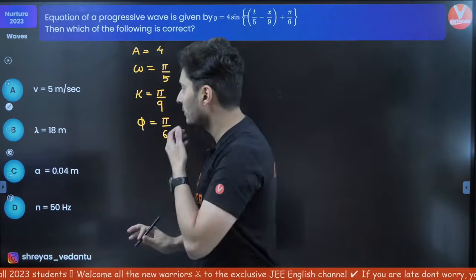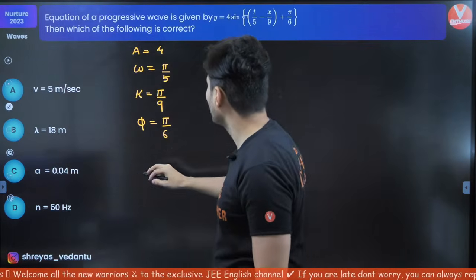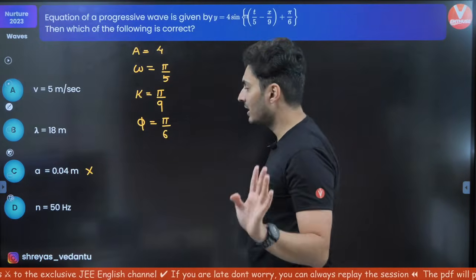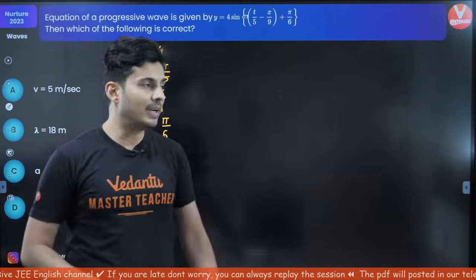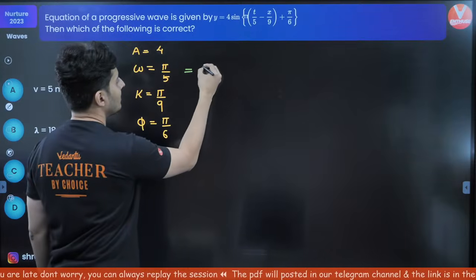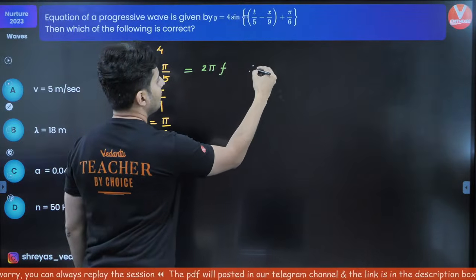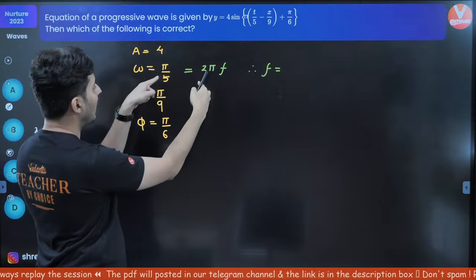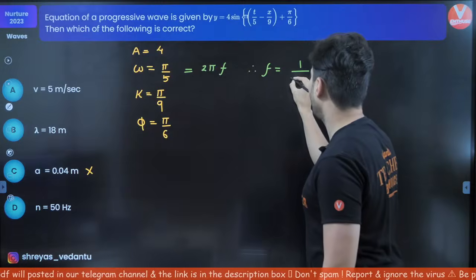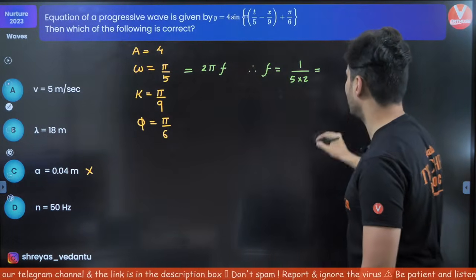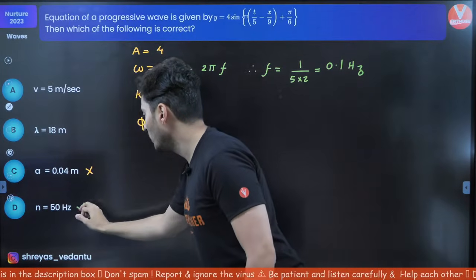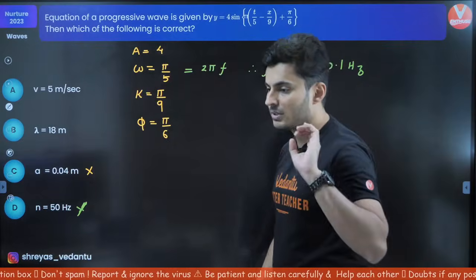Now let's see what all we can get from here. Amplitude is 0.04? No, amplitude is 4. So obviously option C is wrong. You can see that very easily. Next, omega is π/5. From this, I can figure out the frequency. Let's see if the frequency matches. This will be 2π f. Therefore, f will be equal to, π cancels, 2 fives are 10, so f will be 1 by 10, which is 0.1 Hertz. The frequency given over here is 50 Hertz, so this is also wrong. I hope this is clear.